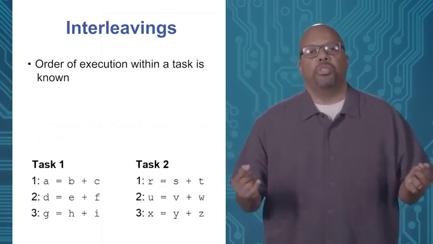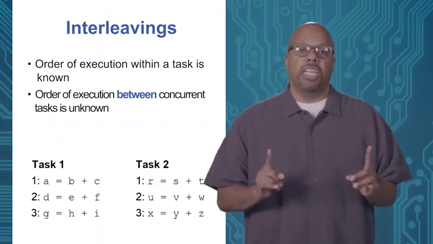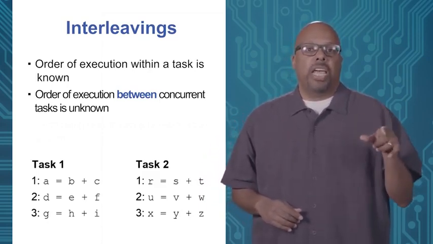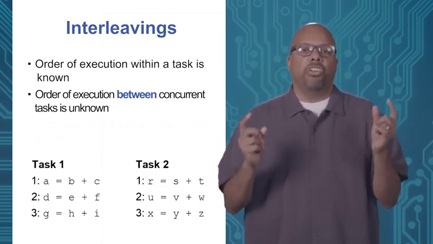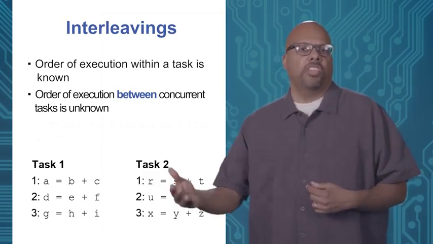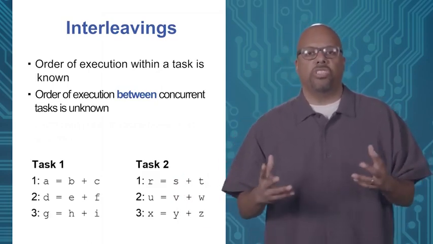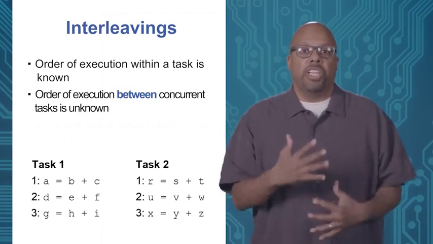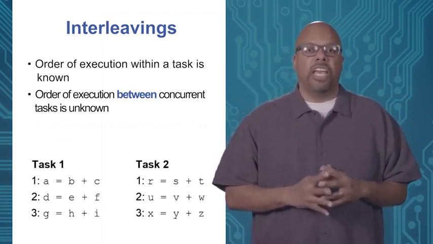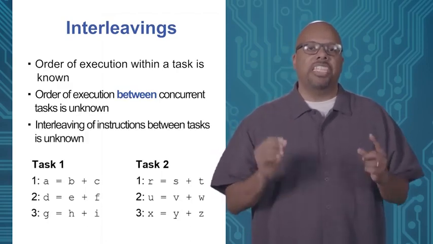But the order of execution between concurrent tasks is not known, is not determined, meaning it's non-deterministic. It can be different every time. So what that means is these instructions can be interleaved in different ways. I might execute the first instruction for task 1, then the first instruction for task 2, then the second instruction for task 1, then task 2, second instruction, and so on. But that's one possible interleaving of instructions. There are many possible interleavings, and all of them could happen. And so every time you run it, you might get a different interleaving.